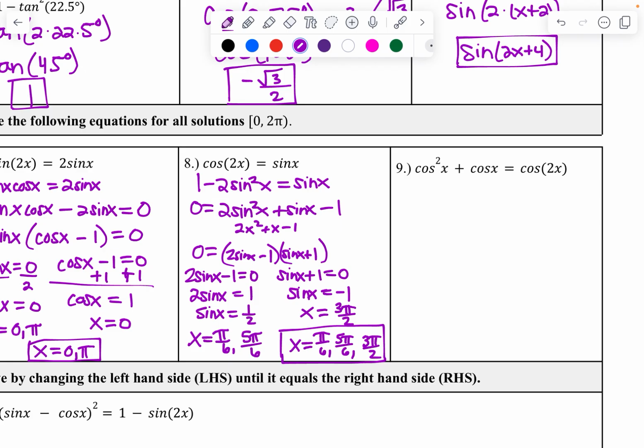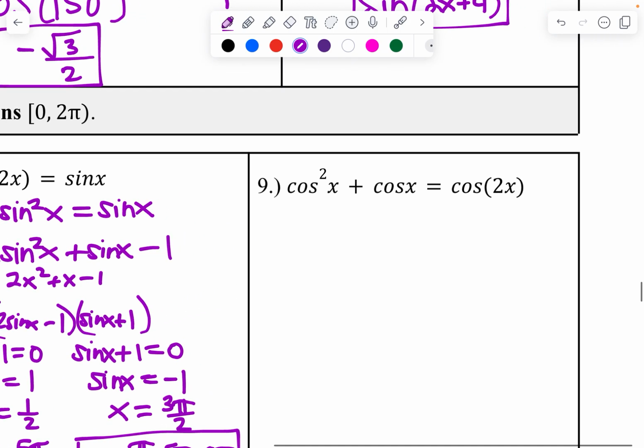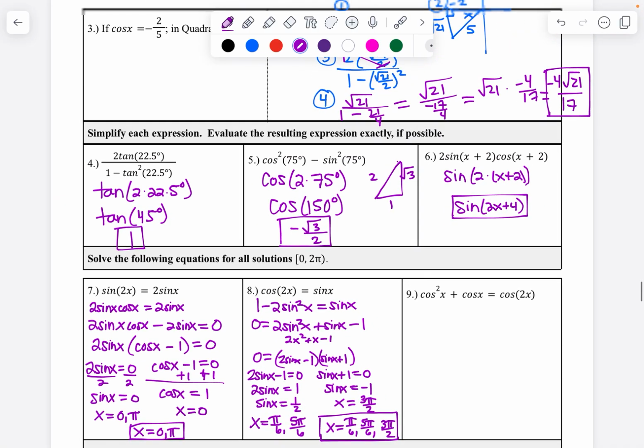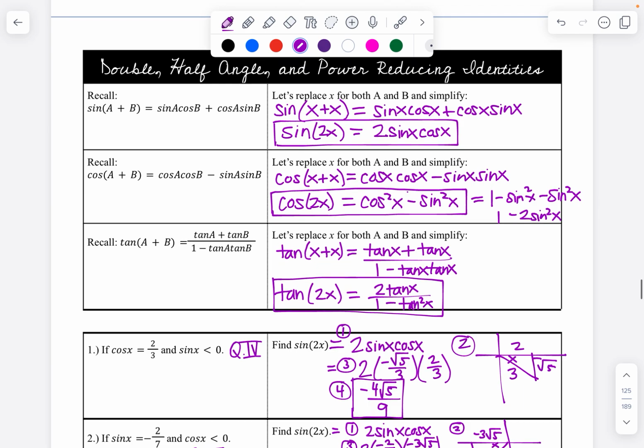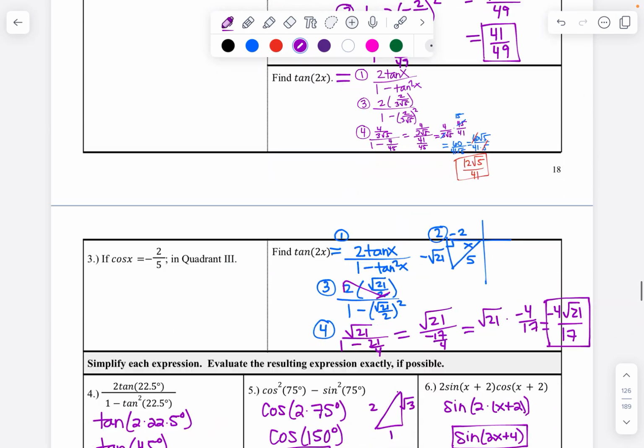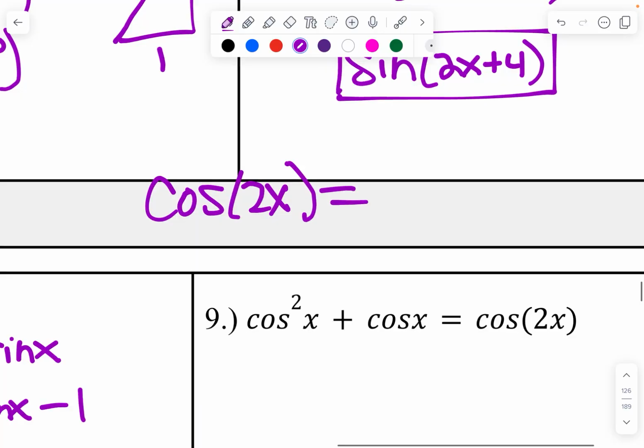All right, so number 9. This time, I want everything in terms of cosine. So let's take, we know that the cosine of 2x, we talked about up here, equals the cosine squared of x minus sine squared of x.